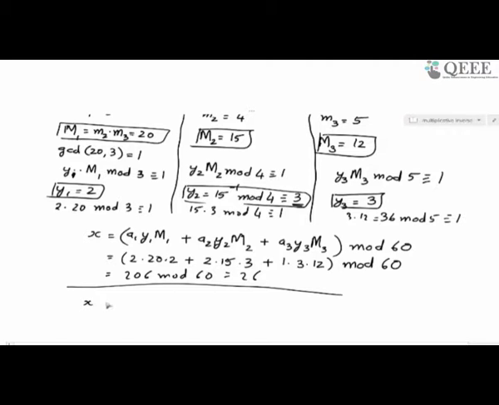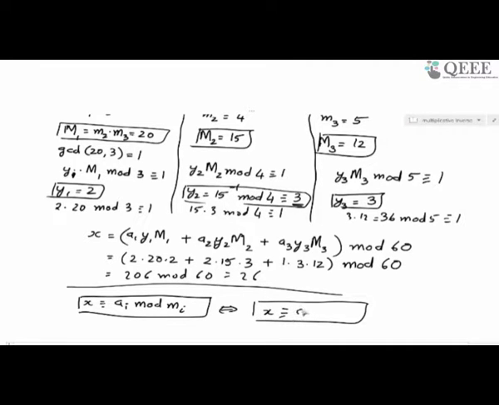So this essentially is an example of CRT, and to summarize, we have been able to solve a system of congruences of the form x congruent to ai mod mi, and found that this is equivalent to solving a congruence mod capital M, where capital M is the product of m1 into m2 into m3 and so on.